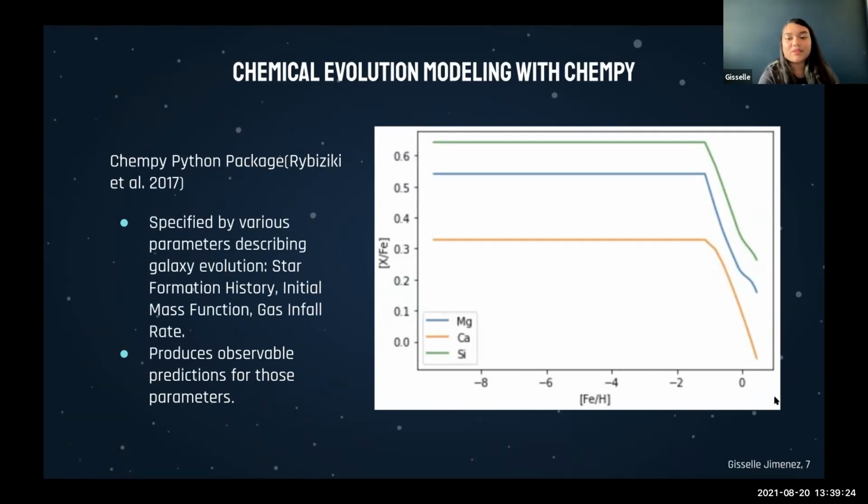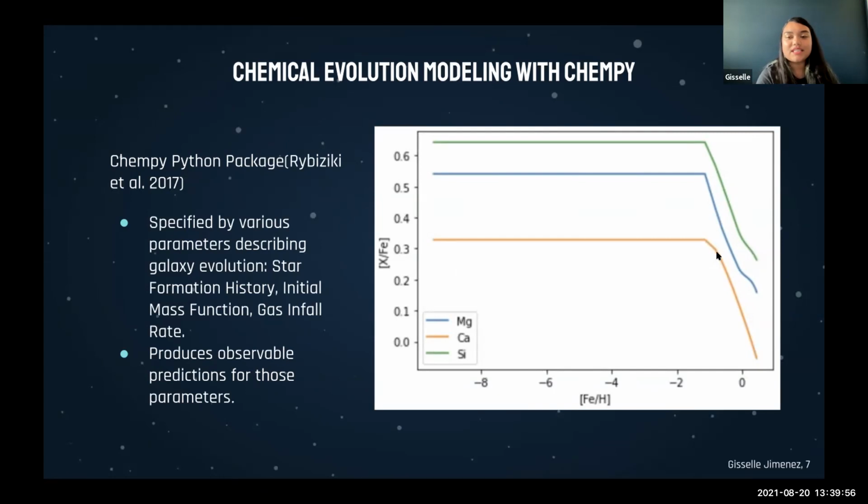And it produces observable predictions for those parameters. I have an example on the right. Here I have a plot of the alpha abundance tracks with respect to iron. I have three abundance tracks of magnesium, calcium, and silicon. And as you can see, we have a very high alpha to iron abundance ratio throughout the evolution of the galaxy. And that tells us that core collapse supernovae were dominating throughout the evolutionary history of Andromeda.